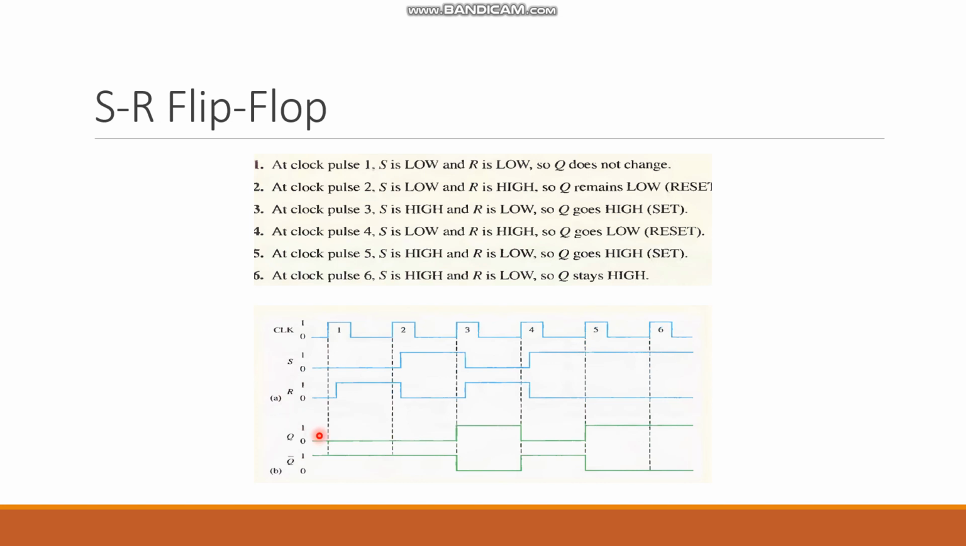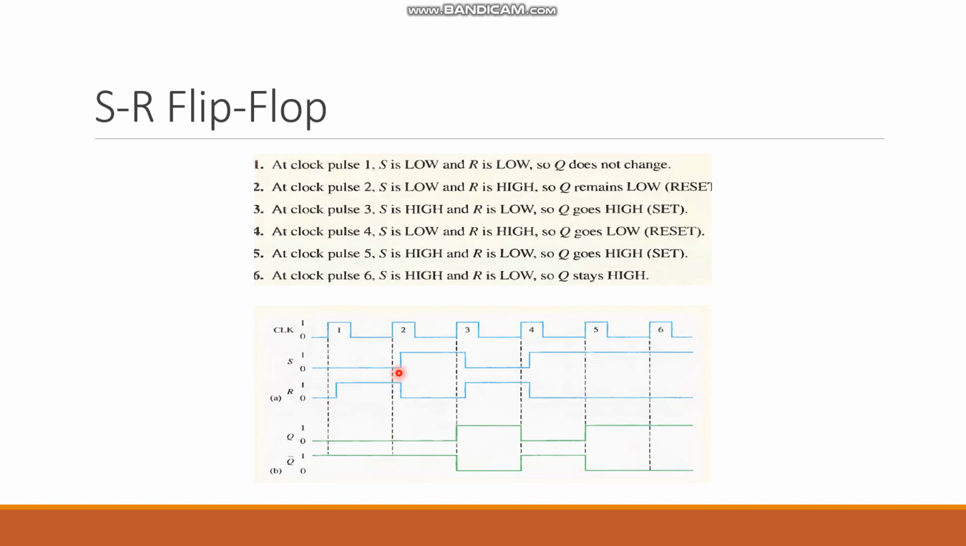So this is the solution. We can see it. At the beginning, the output Q was 0. In this clock pulse, S is 0 and R is 0, so the output is going to be no change. It remains 0.